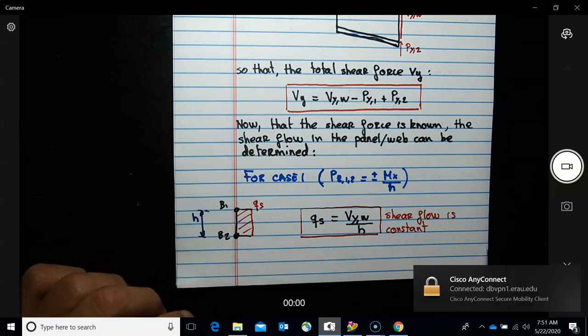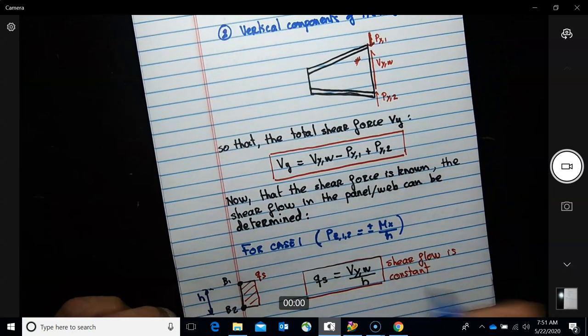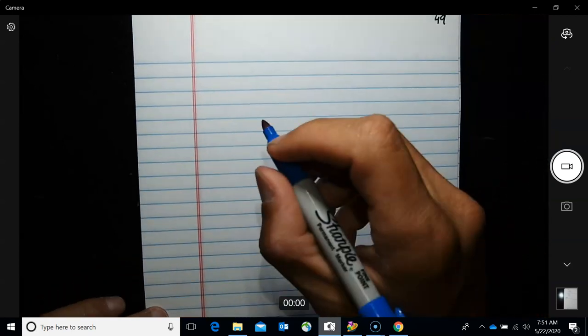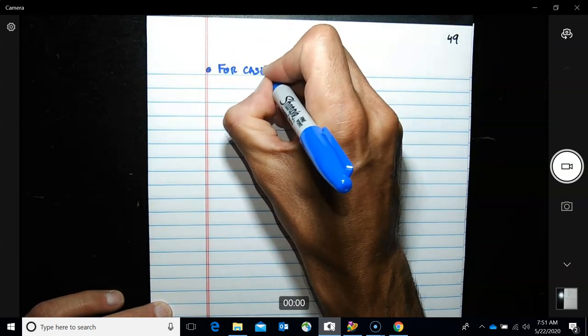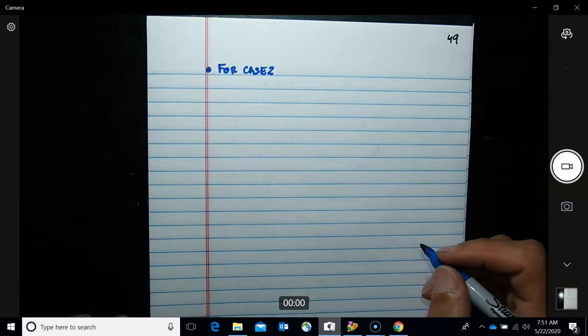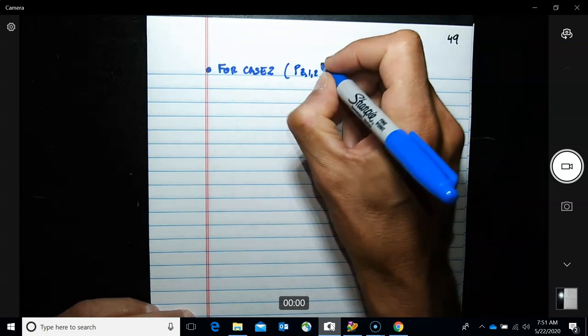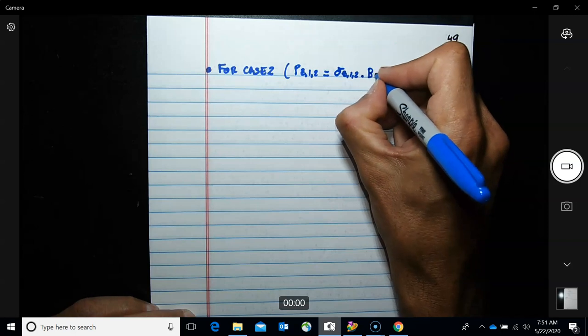Okay. So now we need to go to case two. So for case two, which is what? In case two, the web is fully effective in resisting also direct stress. We had that PZ12 was equal to what? If you remember, it was the value of the direct stress at 12 times the area of the boom.